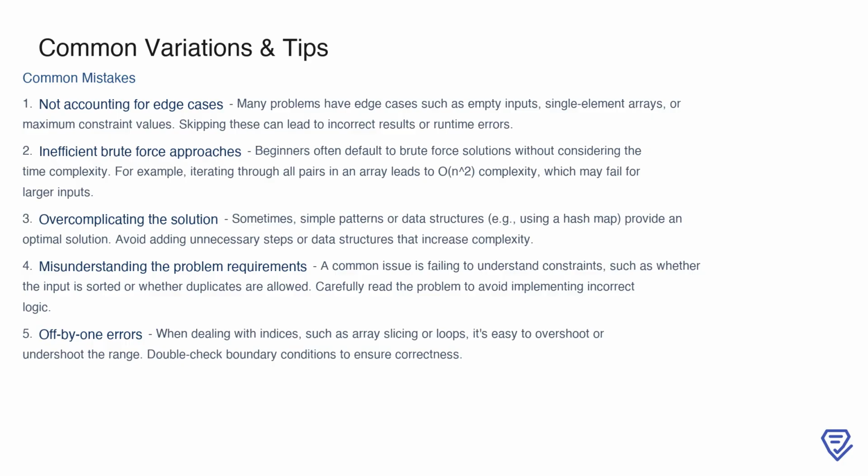Overcomplicating the solution is another pitfall. Often, a simple approach, like using a hash map, is both more efficient and easier to implement, so avoid introducing unnecessary complexity. Misunderstanding the problem requirements is also a challenge. It's essential to carefully read and interpret the constraints, pay attention to details, like whether the input is sorted or whether duplicates are allowed. Lastly, off-by-one errors are a common issue when working with arrays or loops. Always double-check your boundary conditions to ensure the logic is correct and your implementation is robust.